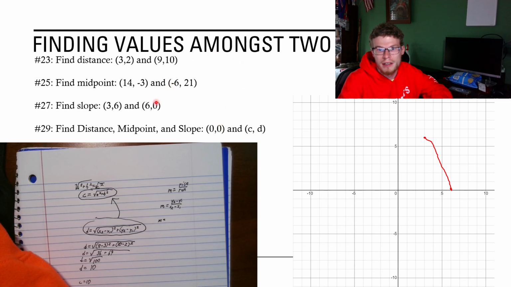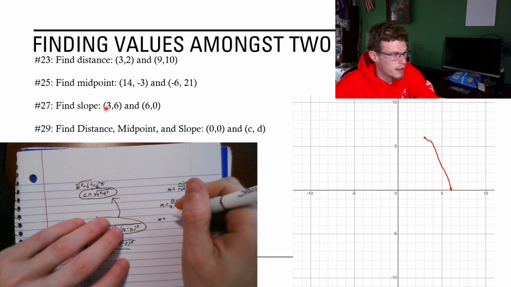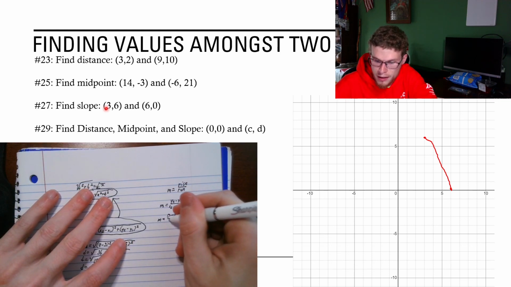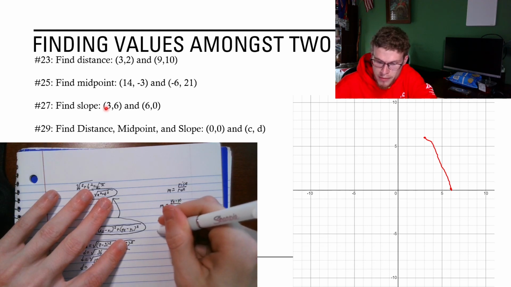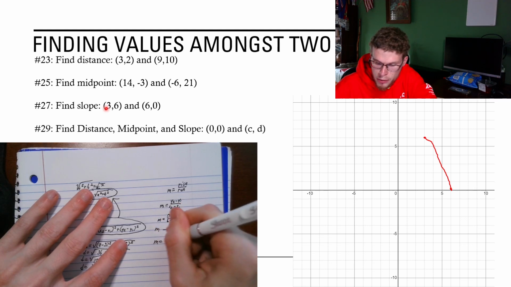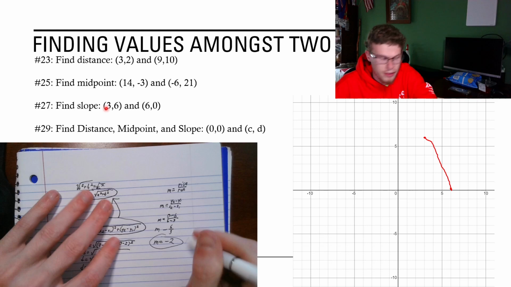y2 would be this value right here, because it's your second point with a y value. And then 6, this is y1, x2, and this would be x1. Right? So that means y2 minus y1 over x2 minus x1: 0 minus 6 over 6 minus 3. Right? Then I can just go negative 6 over 3, which means m equals negative 2. Hey, look, negative slope, just like I thought.